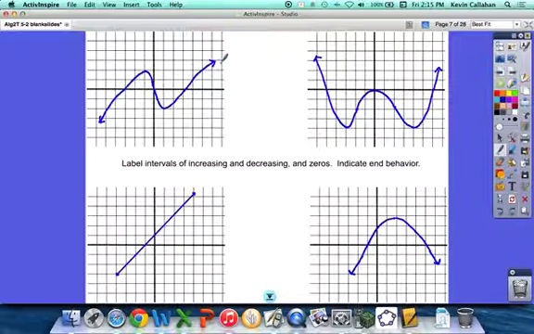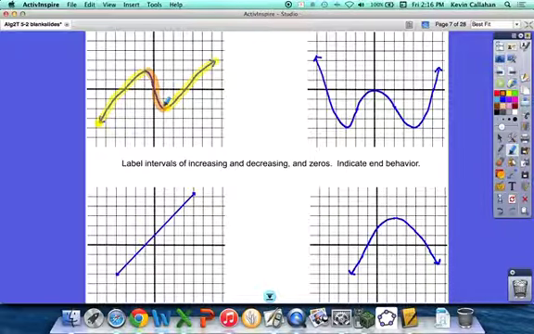Now, if I highlight this, there's a new toy. This is increasing from here to here. And then it's increasing again from here to here. And because those have arrows on either end, it actually goes on forever. It's decreasing in the middle from here to there.